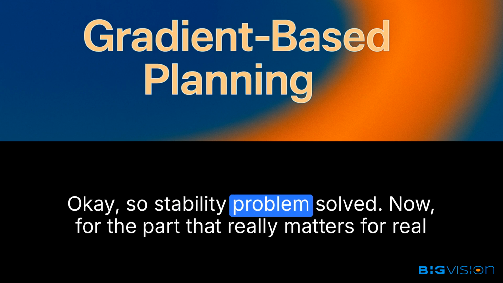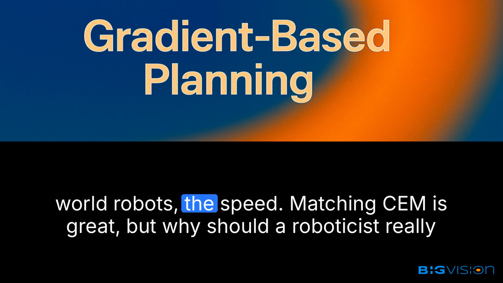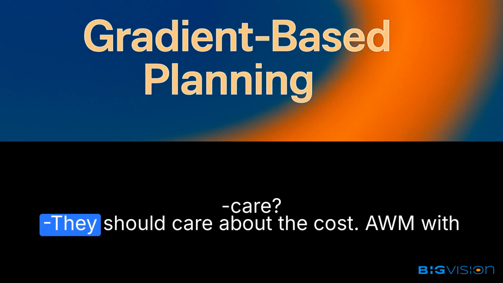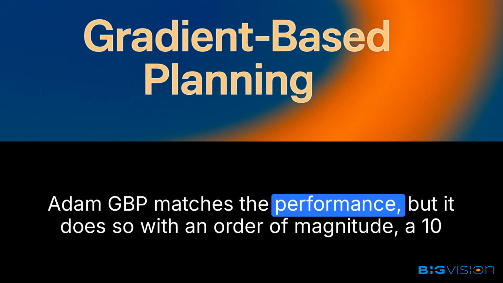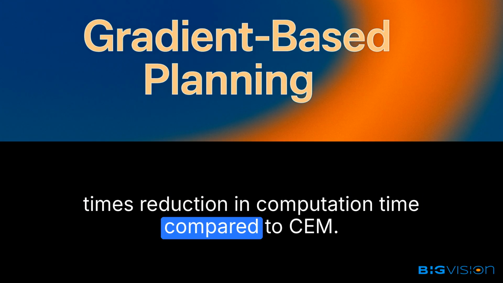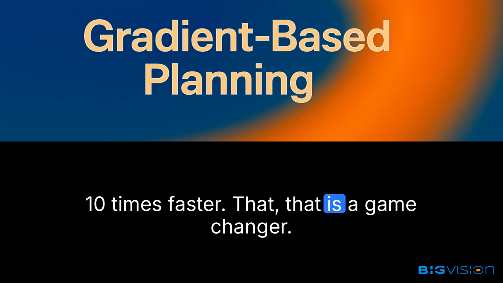Okay, so stability problem solved. Now, for the part that really matters for real-world robots, the speed. Matching CEM is great, but why should a roboticist really care? They should care about the cost. AWM with Adam GBP matches the performance, but it does so with an order of magnitude, a 10 times reduction in computation time compared to CEM. 10 times faster. That is a game changer.